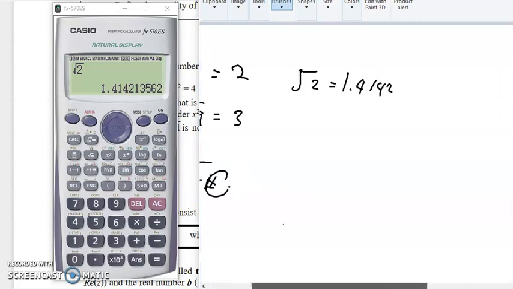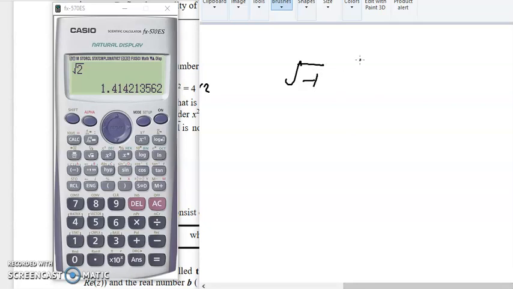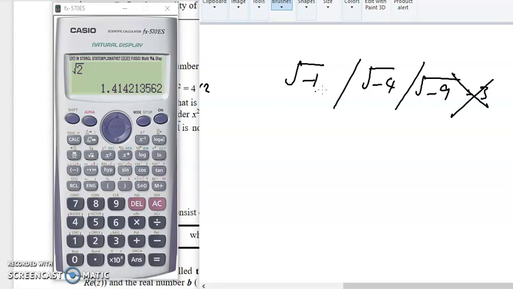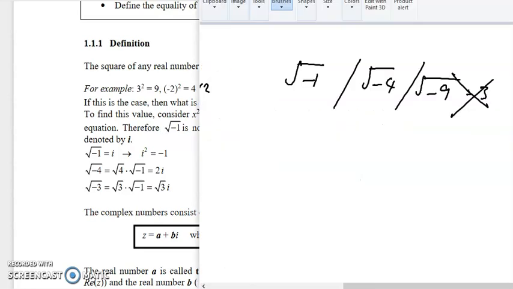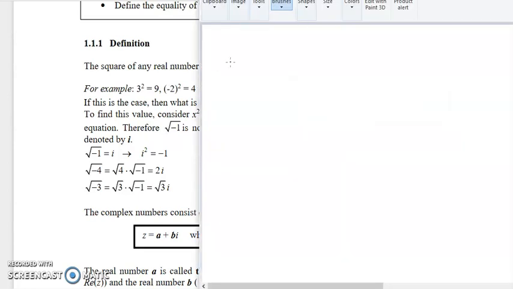But what will happen when you are having the square root of -1 or -4 or -9? Is the square root of -9 equal to 3? No. So the square root of -1, do we have it? If we try to press it on the calculator, do we have any number? No, it is an error. So if we are going to represent the square root of -1, what's its value? The square root of -1 will be equal to i. So we will represent the square root of -1 as i.